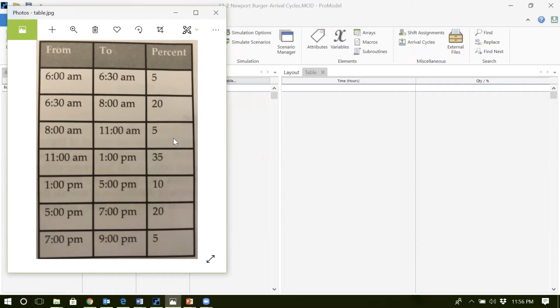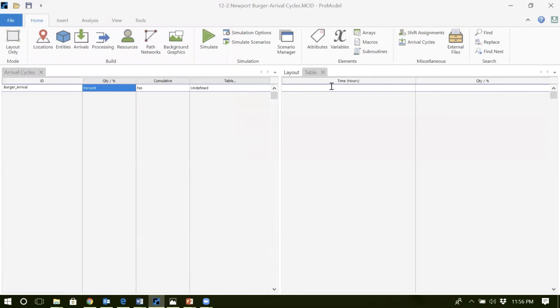Okay. So the way to enter that in ProModel is that to say that, okay, for the first half an hour, so here I'm just going to put this as 0.7. And here 5%. So this has the percent. We don't need to do anything. 5% of the people to come to the system in the first half an hour.